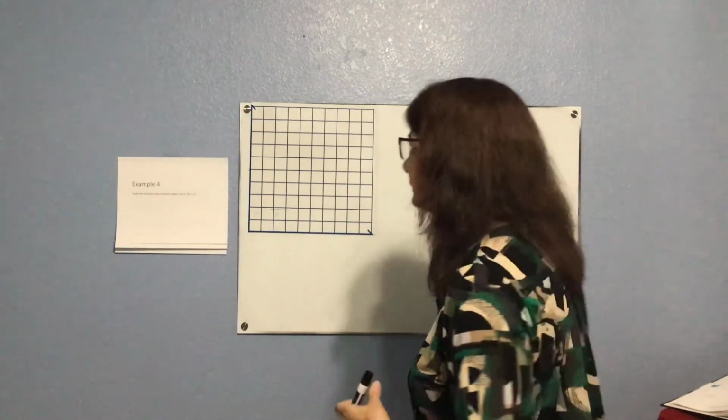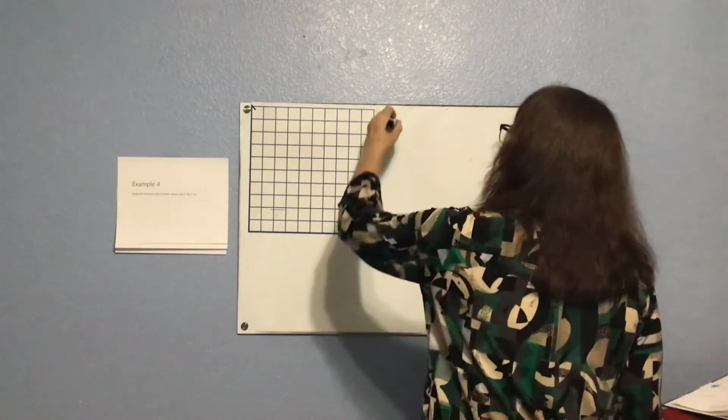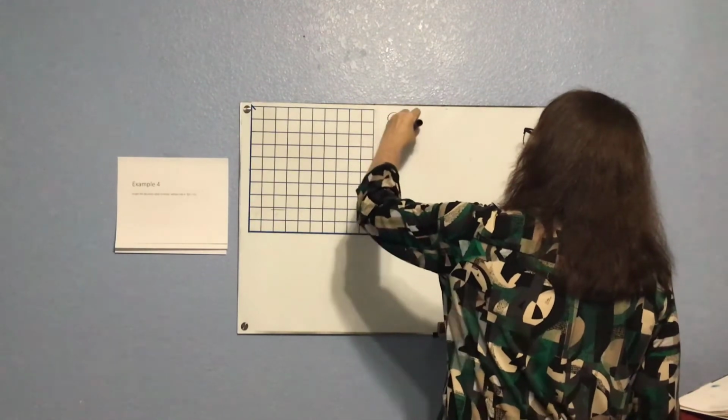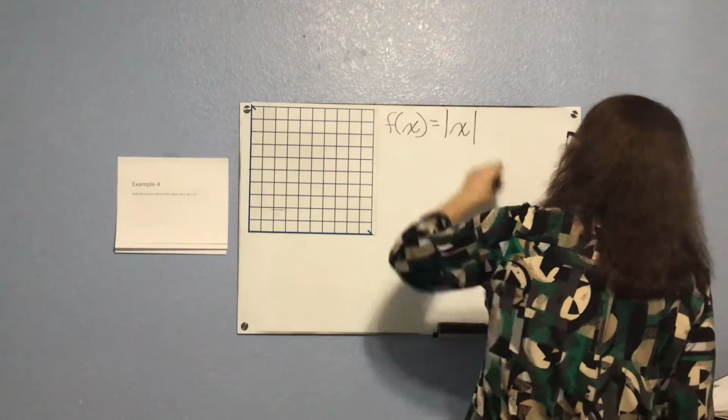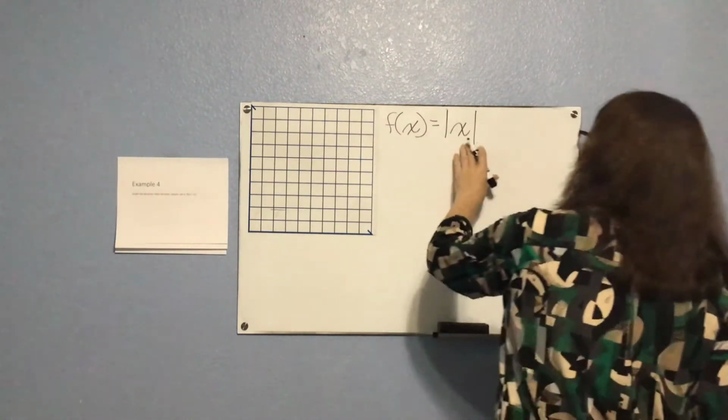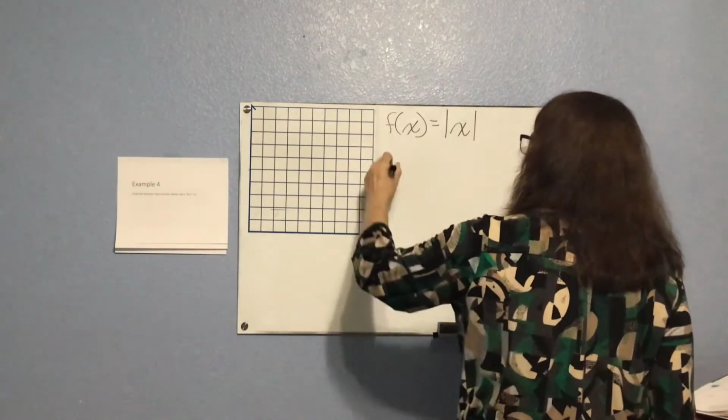In this example, we're going to graph the absolute value function, which is a special kind of piecewise function. And in the checkpoints, you'll be graphing transformations of this absolute value function. So we could say f of x is equal to the absolute value of x. But I could also write this as a piecewise function.